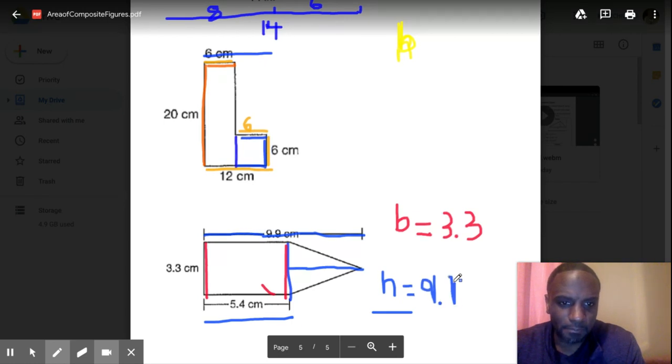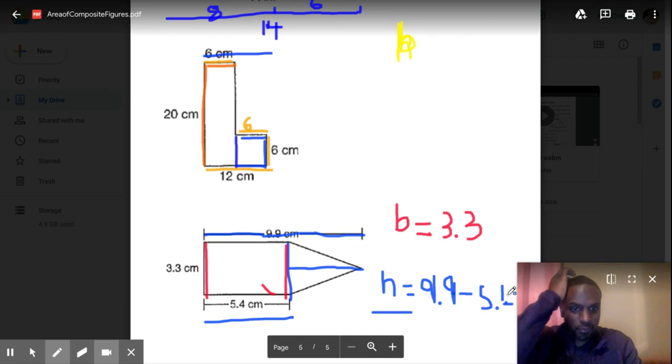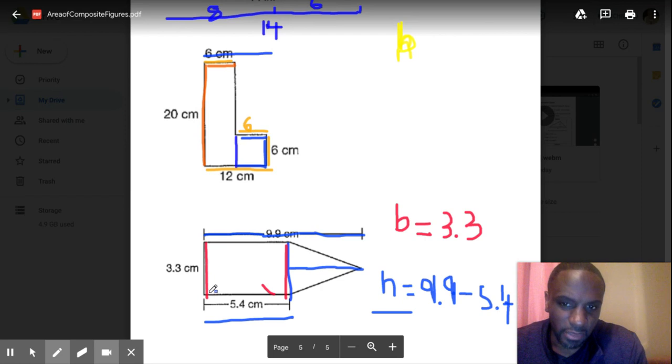9.9 subtracted from 5.4. Okay. It looks like I'm running out of space here. But 9.9 minus 5.4, that will be the height of the triangle, okay? Now, your rectangle looks like it's going to be 3.3 times 5.4, but the triangle is going to be whatever 9.9 minus 5.4 is, and your base is going to be 3.3, okay?